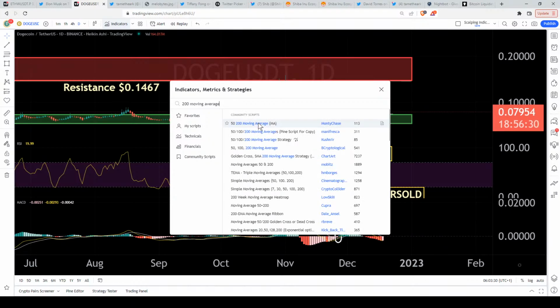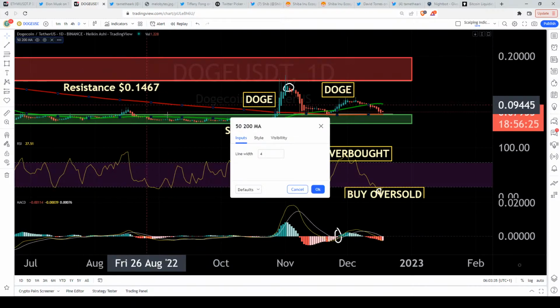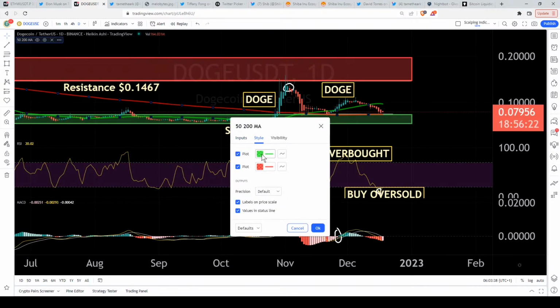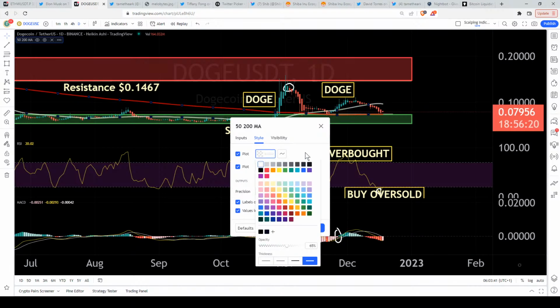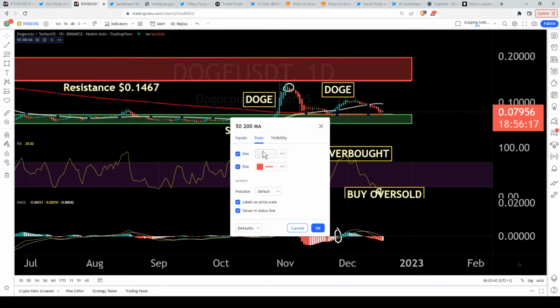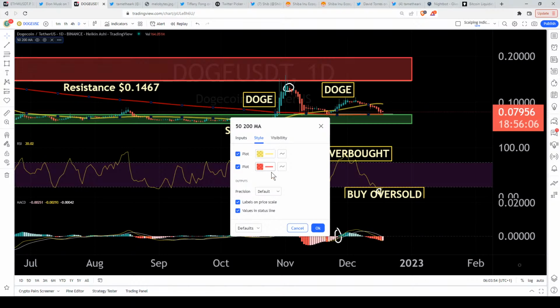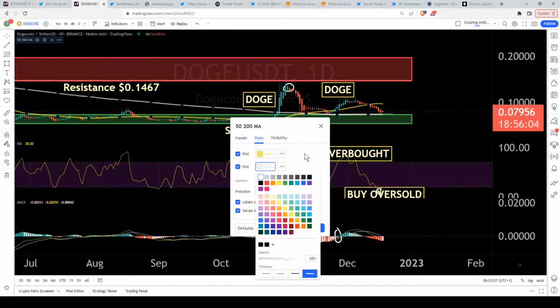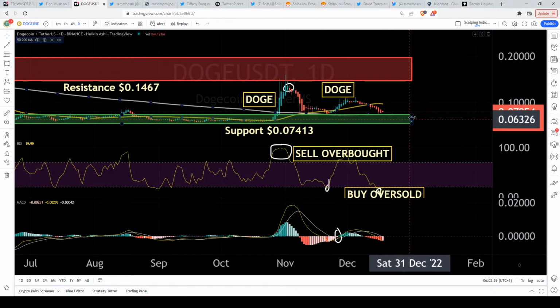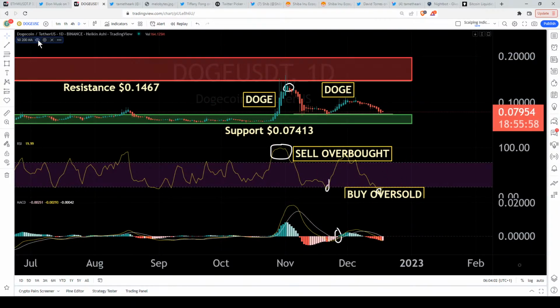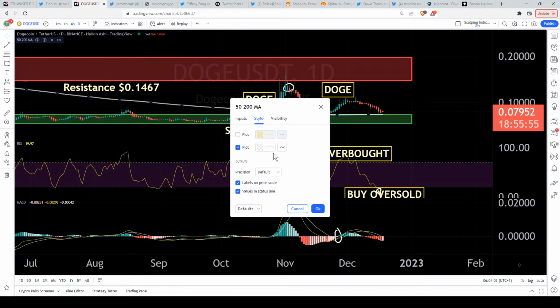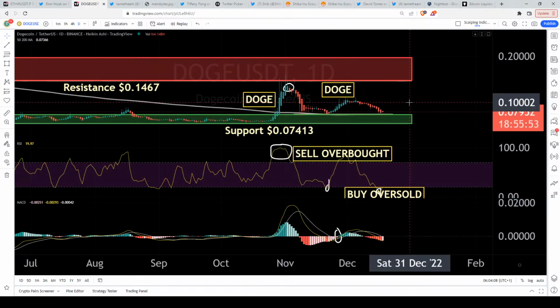We can do 50 and 200. So add this indicator, 50, 200 moving average. And we're going to edit this. Let's put the style. I like white. And this is going to be for the 50. Actually, let's do gold. We're going to do yellow for the short term. For long term, we're going to do white right here. For now, we're only going to show the 200. So this white line is my 200 moving average.